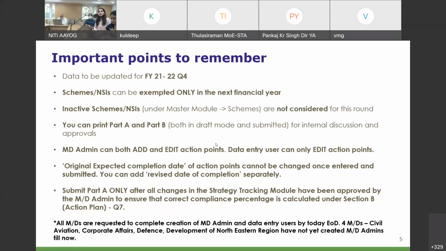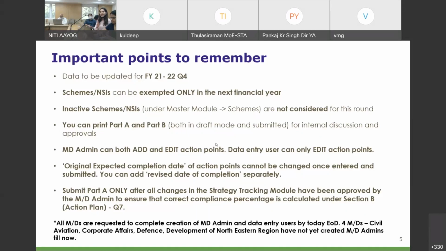Now, all the ministries can print Part A separately and Part B separately. Please note that whenever you're saving all the responses in draft mode, you can take a printout of these draft mode forms and internally discuss and approve the same before finally submitting the questionnaire.